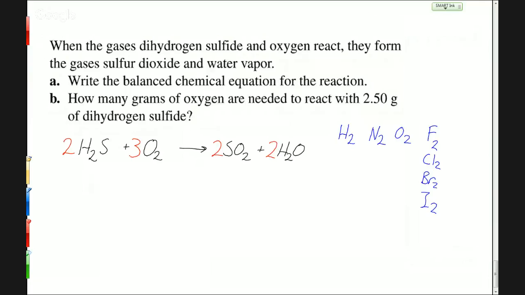All right, so if you didn't get that, take a couple more minutes now to work on the calculation part. See if you can get part B now that we have the correct equation. The question is asking, if you have 2.5 grams of this, how much of this do you need? If you've done that, see if you can also find this and this.